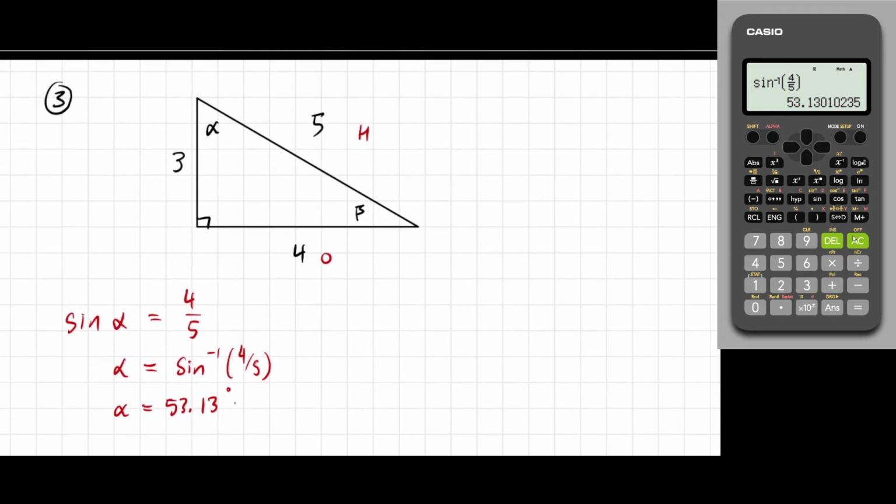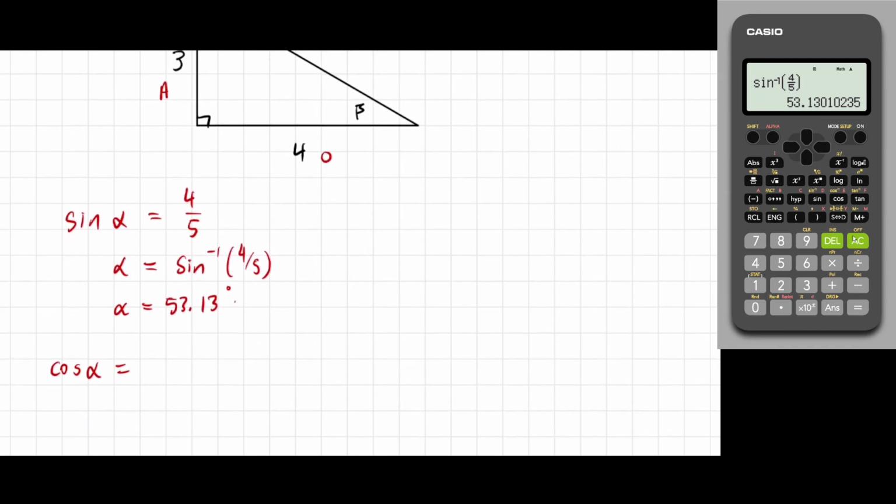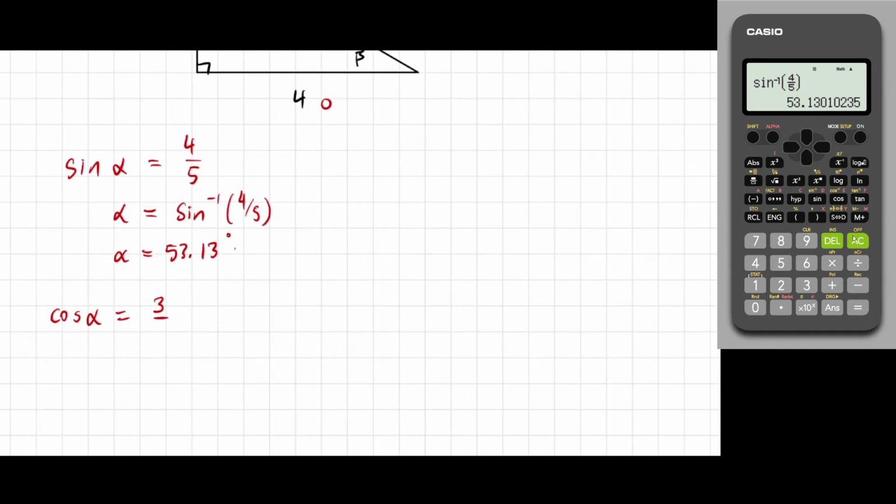Ready? So the cosine of alpha, we need the adjacent and the hypotenuse. My adjacent is 3, my hypotenuse is 5. So it's equal to 3 over 5. So alpha is equal to the inverse cosine of 3 on 5. And I hope you guys could probably guess what this is going to be equal to. But let's put it in, 3 over 5. And it's also equal to 53.13 degrees.